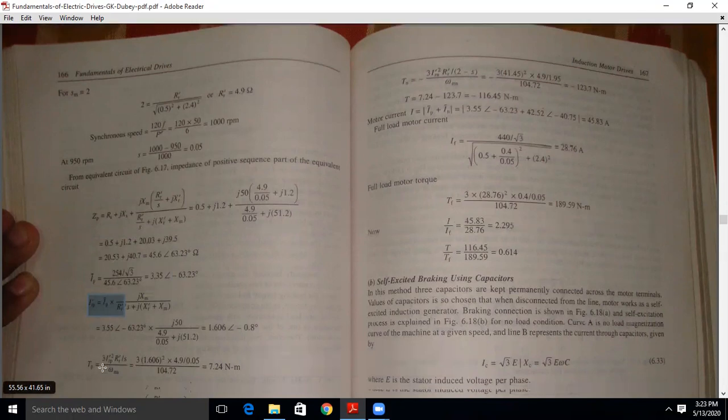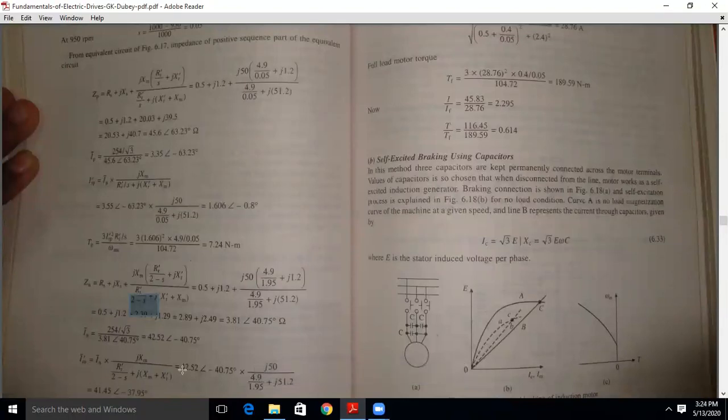In a similar way, we have calculated ZN, the negative sequence impedance, just by taking the slip as 2 minus S. Then we have calculated IN, IR-N, and then TN. Having calculated all these, we have to calculate now the net torque T. Then the motor current will be IP plus IN, so it is 45.83.